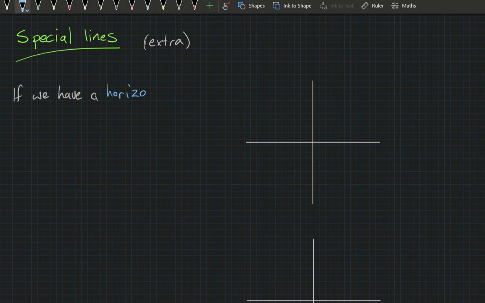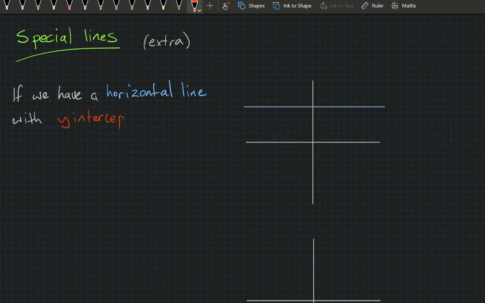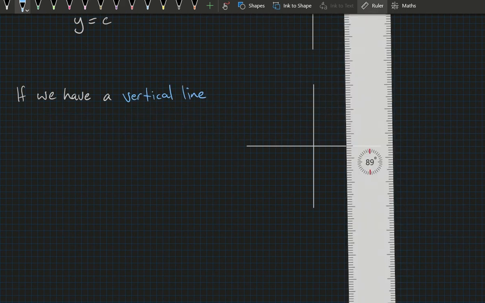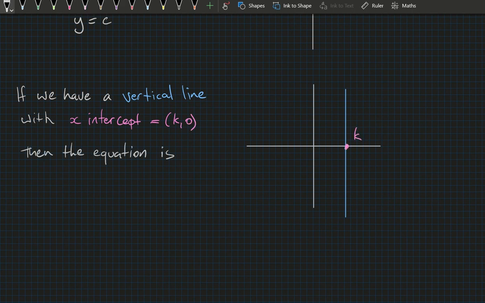If we have a horizontal line, which I'll mark in the graph, with y-intercept equal to 0, c, which I'll mark on the graph, then the equation is y equals c. And if we have a vertical line, which I'll mark on the graph, with an x-intercept equal to k, 0, which I'll mark on the line, then the equation is x is equal to k. So these are two facts you just need to write down and memorize. We've already learned how to figure out all the other graphs, but let's make one more section where I'll summarize all of those.